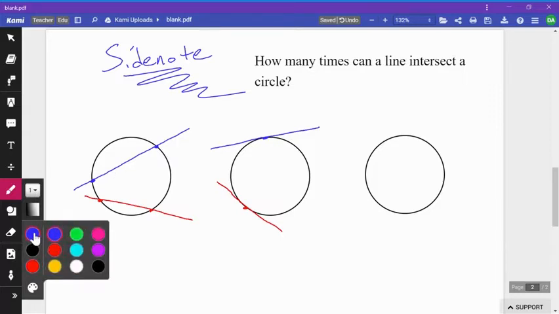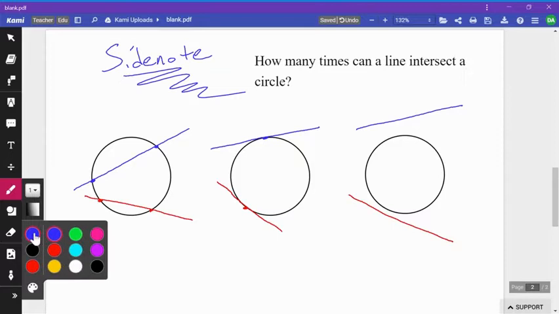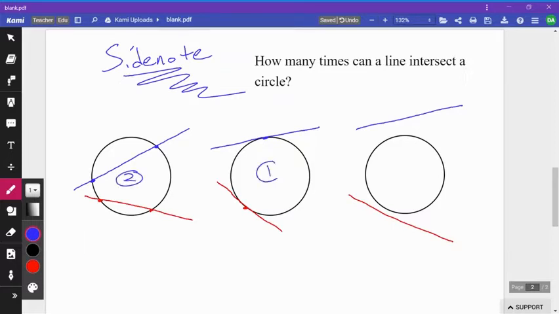Then I could also get a line that doesn't intersect the circle. If this line is above the circle, there's no intersection points. Or if this line is below the circle over here, there's no intersection points. So our goal today is to know how to find intersection points, and we're either going to find 2 intersection points, 1 intersection point, or there's a possibility there could be no intersection points.